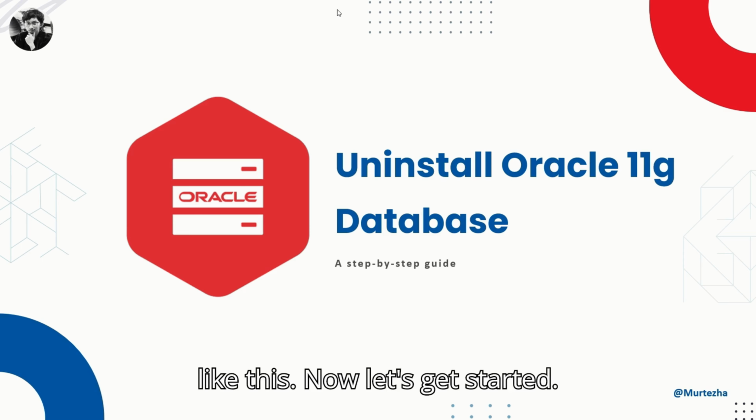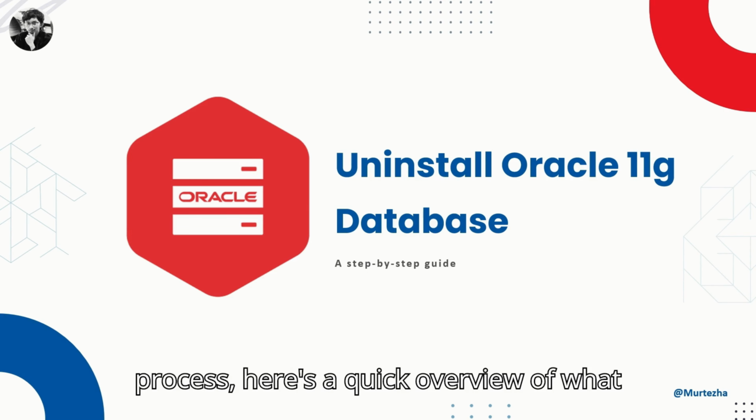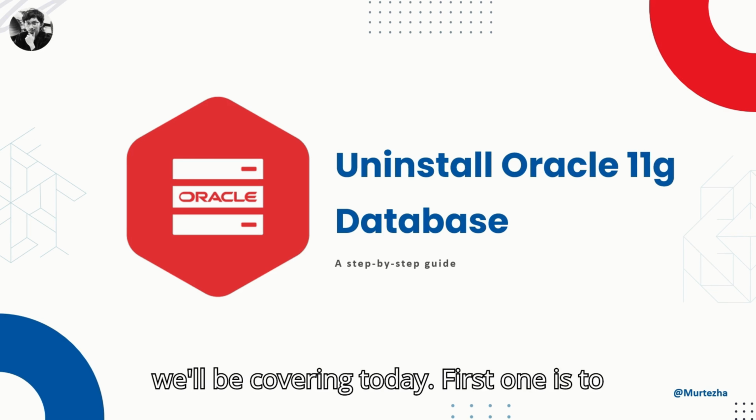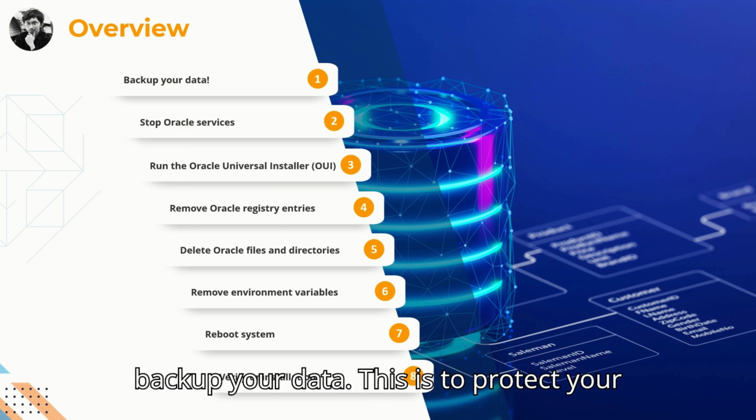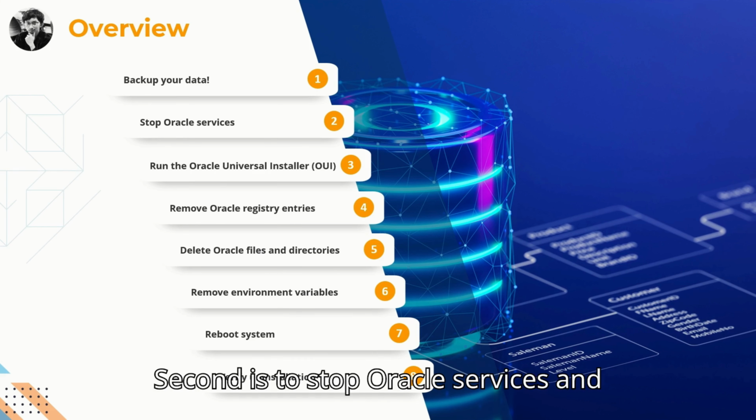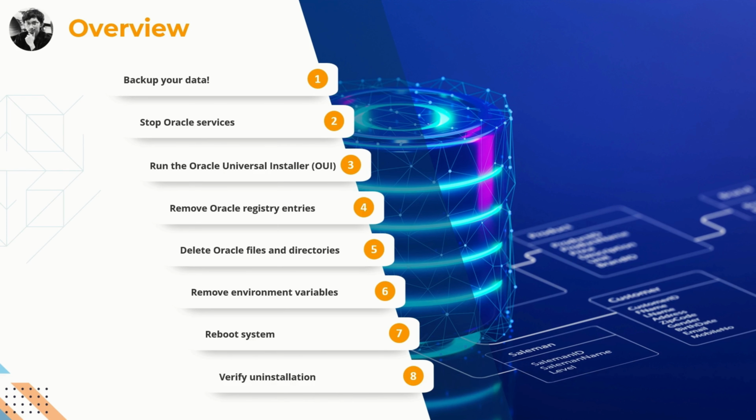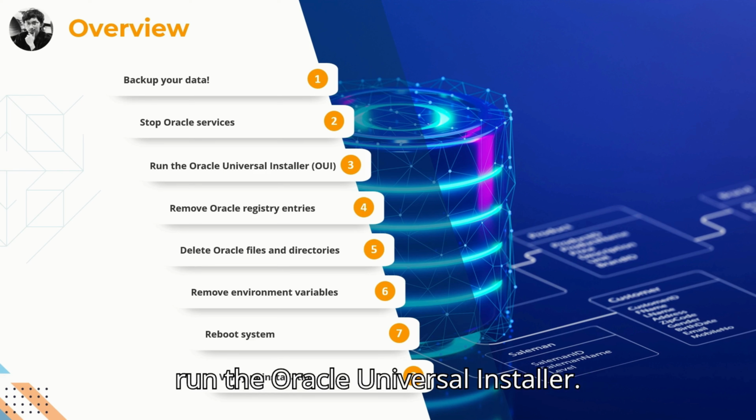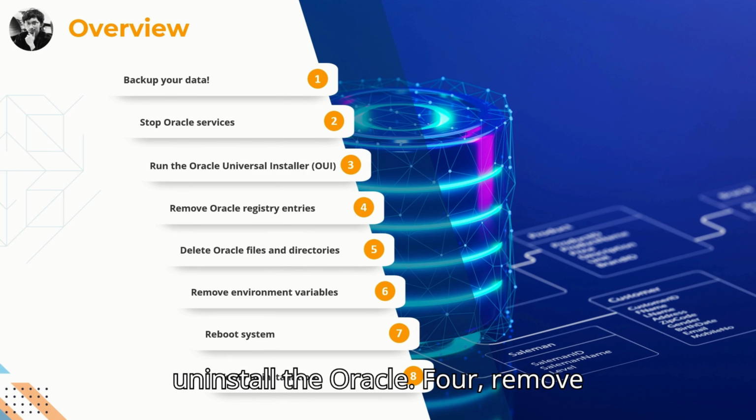Now, let's get started. Before we dive into the uninstallation process, here's a quick overview of what we'll be covering today. First one is to backup your data. This is to protect your important files before anything else. Second is to stop Oracle services and make sure Oracle isn't running. Third, run the Oracle Universal Installer. This is the tool that will help us to uninstall Oracle.